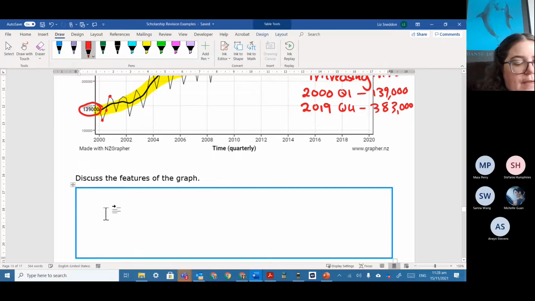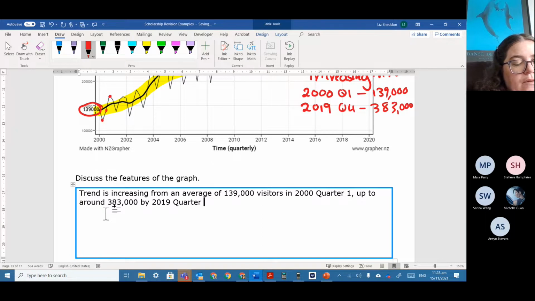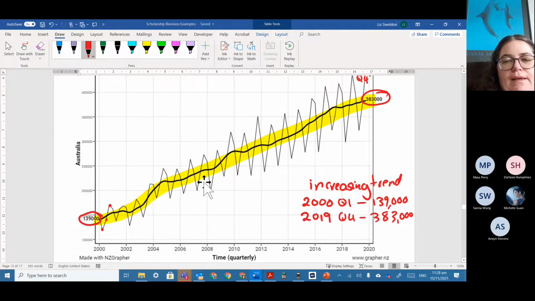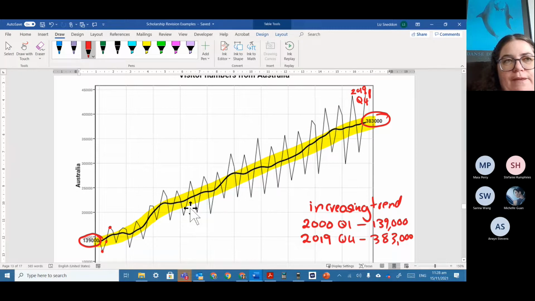So that's our first part, is trend is increasing from an average of 139,000 visitors in 2000 Q1 up to around 383,000 in 2019 Q4. Okay, so that's our trend. What other features do we want to talk about?